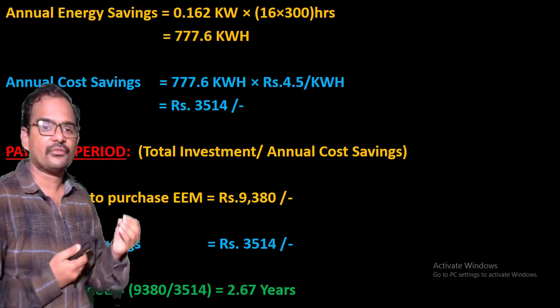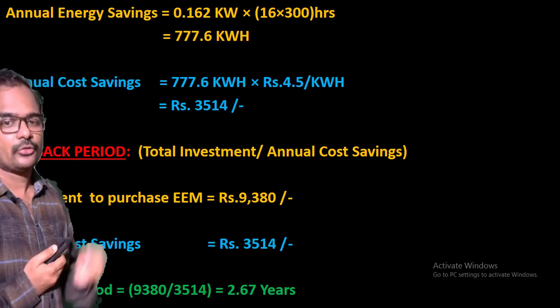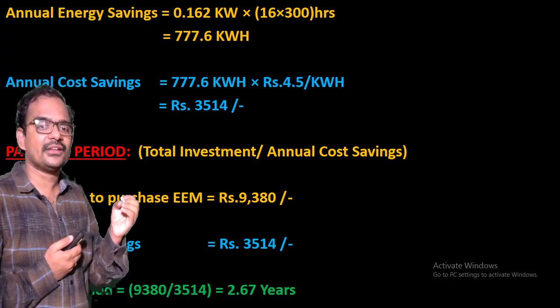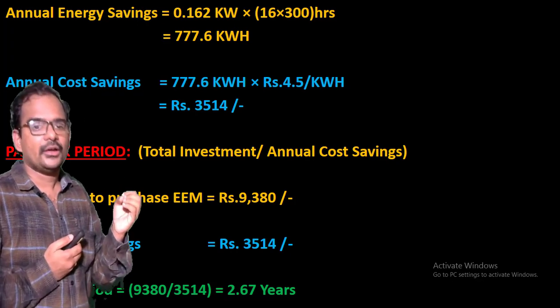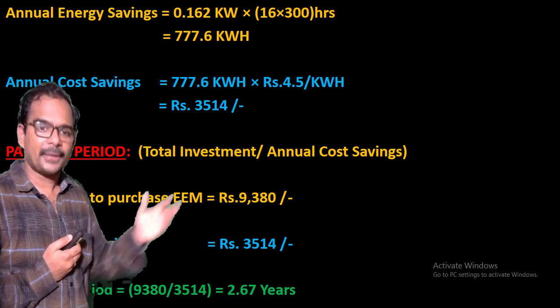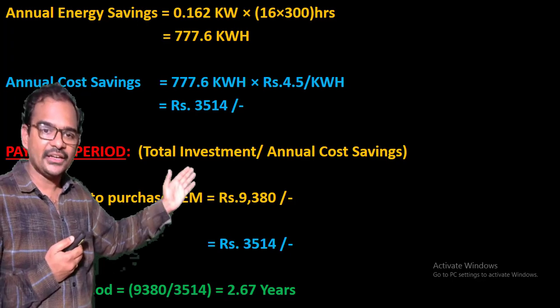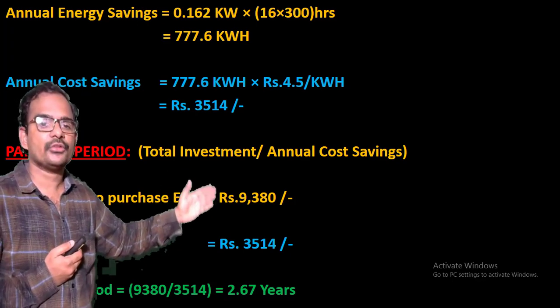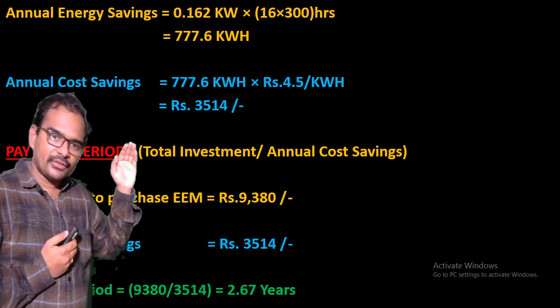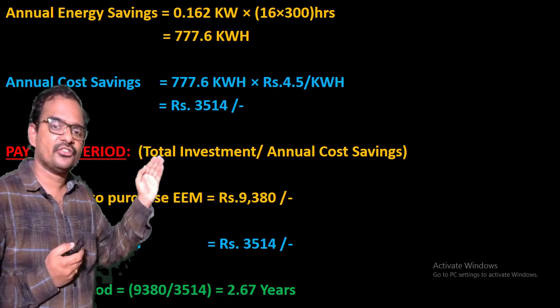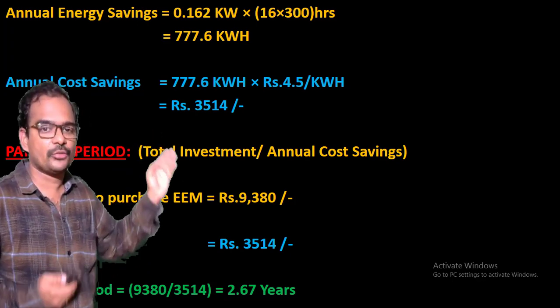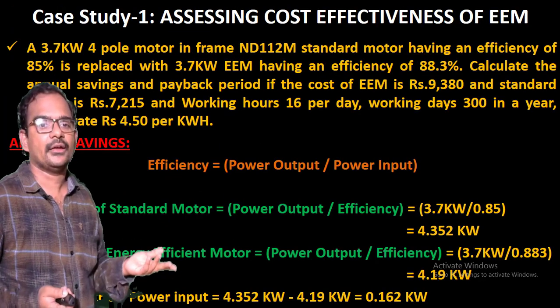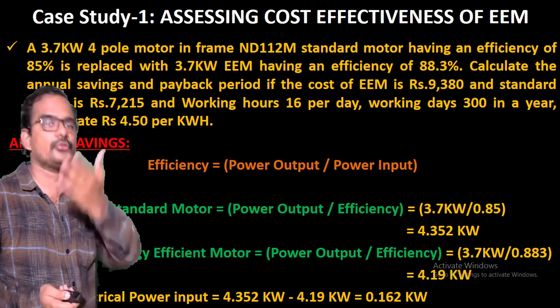You understand that? The life of the motor is how many years? 10 years. So in these 10 years, because of using the energy efficient motor, how much money can you save? Per year 3,514. For 10 years you are saving around 35,140 rupees, right? If you have installed an energy inefficient standard motor in place of an energy efficient motor, what is the profit you are getting?